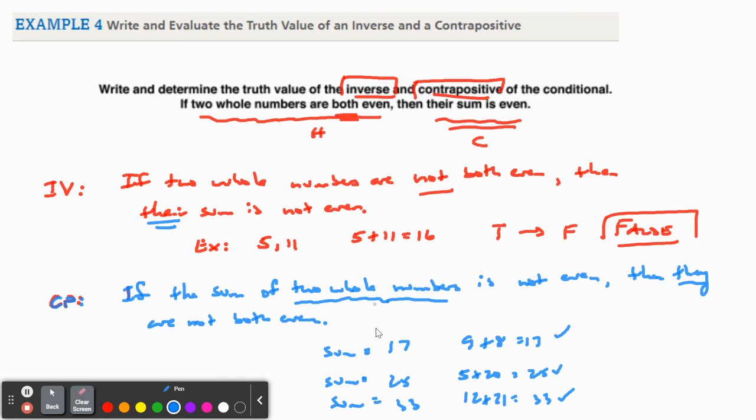So I am thinking that yes, you can have a sum of two whole numbers that is not even, and it was going to result in two numbers that are both not even. And true leading to true would lead to a true conditional. So that's a true statement. So there's our investigation of the inverse and contrapositives. Okay.